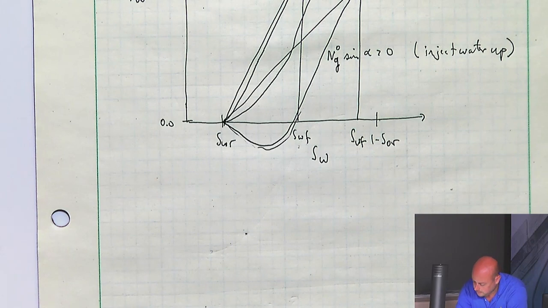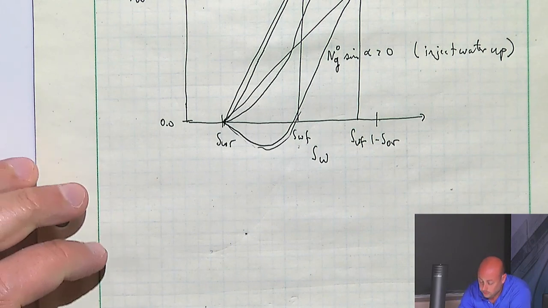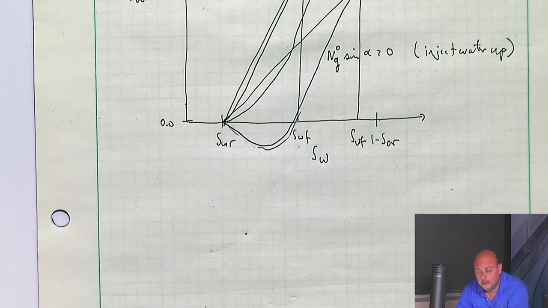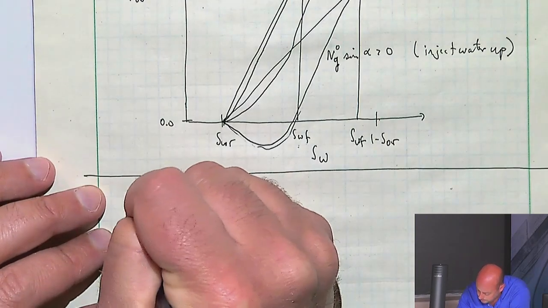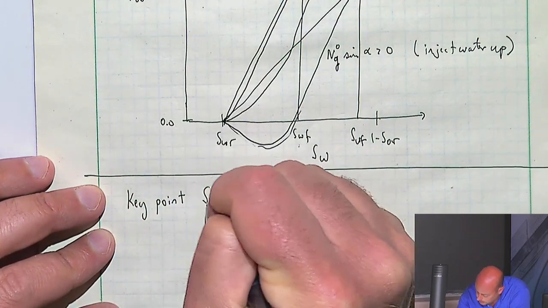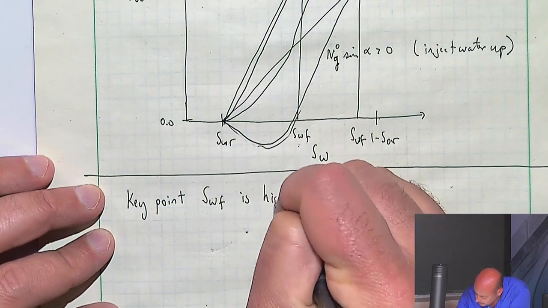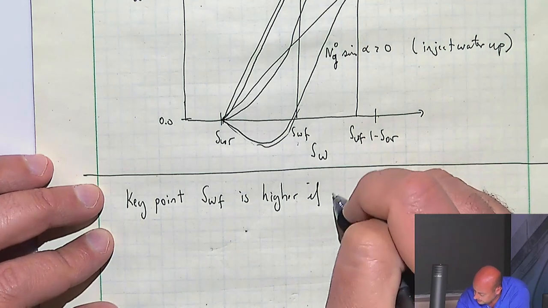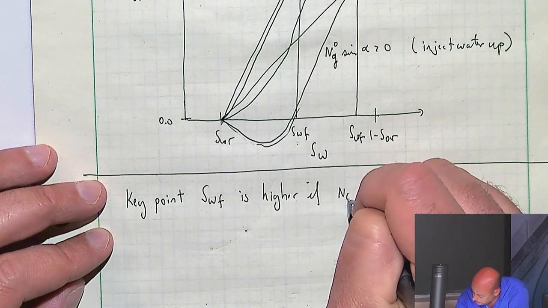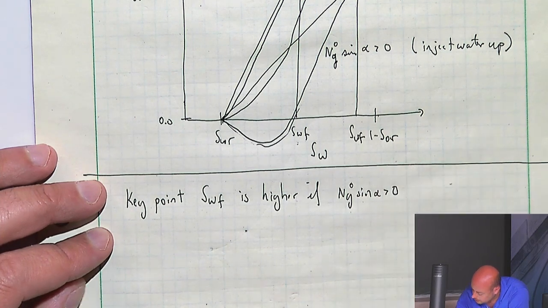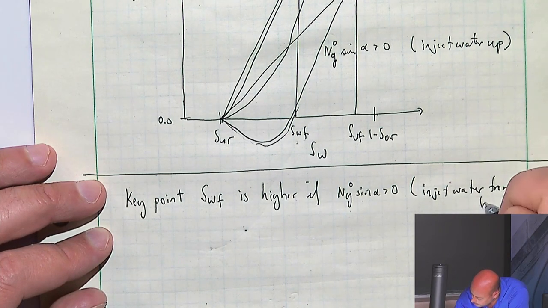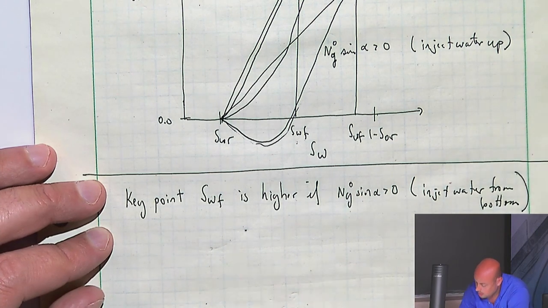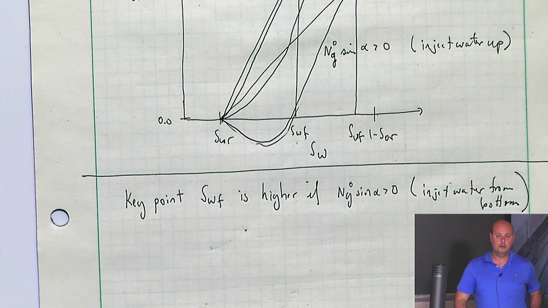So try to do that yourself. It might be better to do it on a real plot. If you remember, you had a previous homework where you created these, so it might be a good idea to print them out and do it. Maybe I should have done that, but you could print out your old homework and look at those. But the key point is SWF is higher if N_g0 sine alpha is greater than 0, meaning inject water from the bottom. So the front saturation is higher because of that.